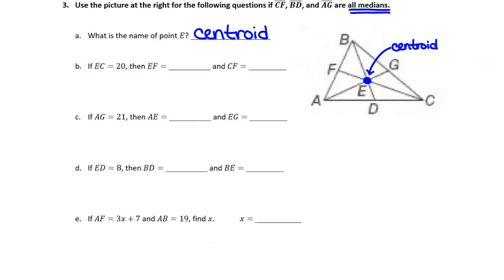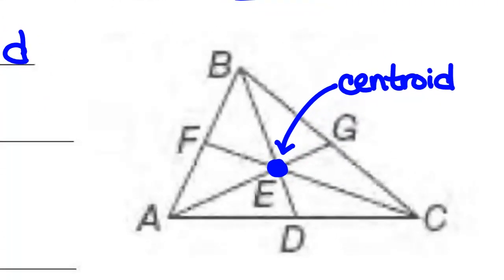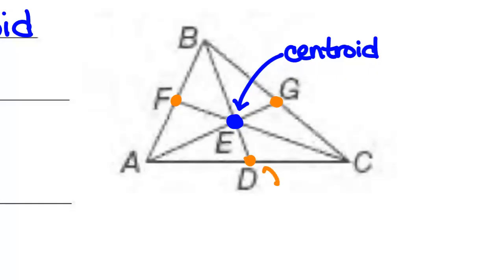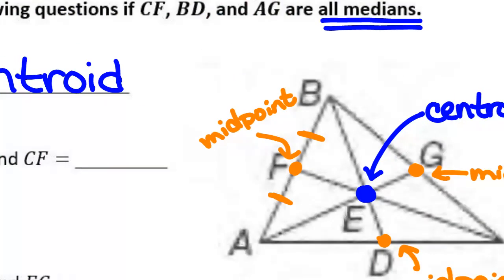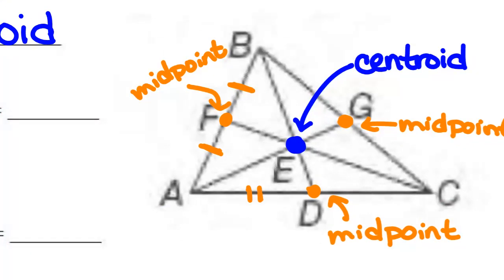So medians intersect in the centroid, and medians go from a vertex to a what? What would we call these points F, G, and D? Midpoints. And what do midpoints do to sides of triangles? Cuts them in half. So I know that BF is the same size as AF. AD is the same size as DC. And CG is the same size as BG.